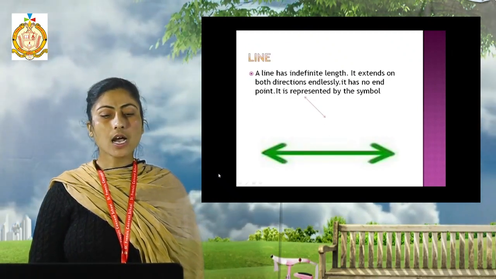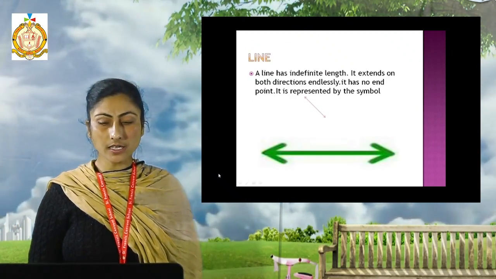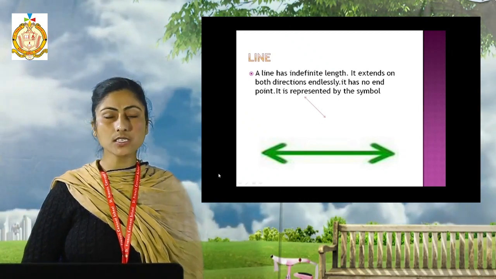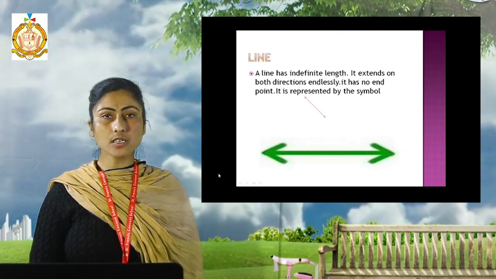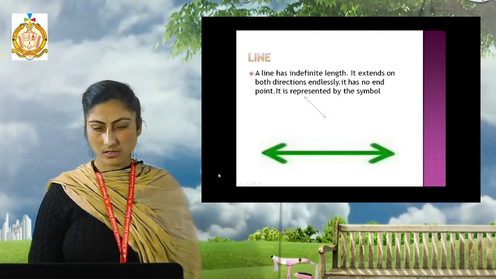Next is line. A line has indefinite length. It extends in both directions endlessly. It has no end point. It is represented by the given symbol.